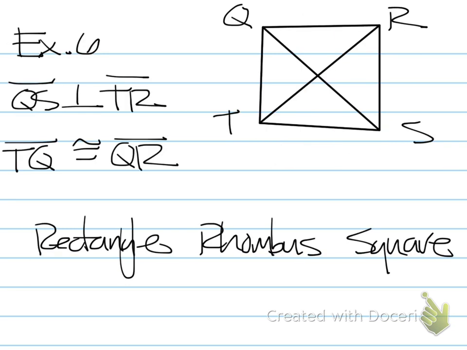And then in this parallelogram, we're told QS and TR are perpendicular, so that angle is a 90-degree angle, and TQ is congruent to QR. Again, since this is a parallelogram, the opposite sides are congruent. So what we have here is a rhombus.